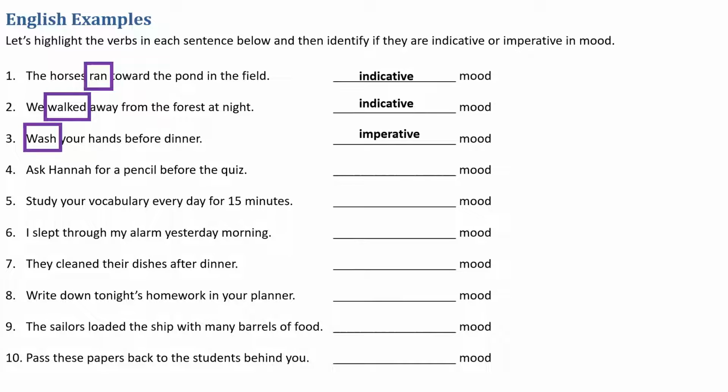Let's take a look at number 4. Ask Hannah for a pencil before the quiz. Where's your verb? Ask. Are you being told what to do, or are you saying what has already happened? We're being told to do something, so that is, again, imperative. Number 5, study your vocabulary every day for 15 minutes. Where's your verb? Study. You're being told what to do. Imperative.